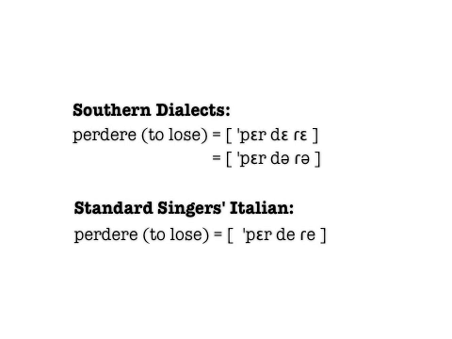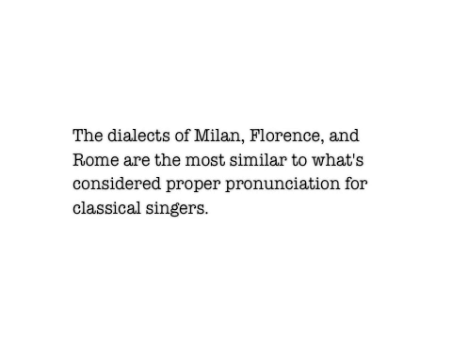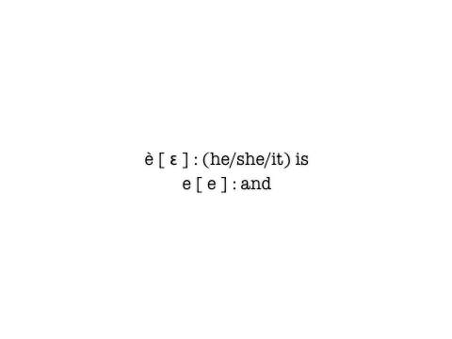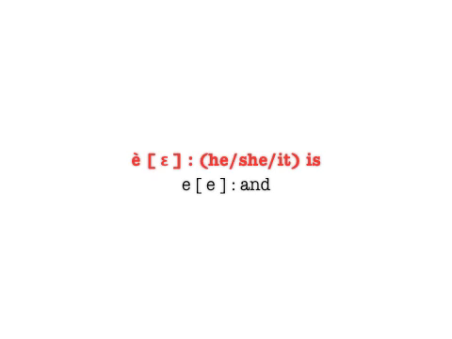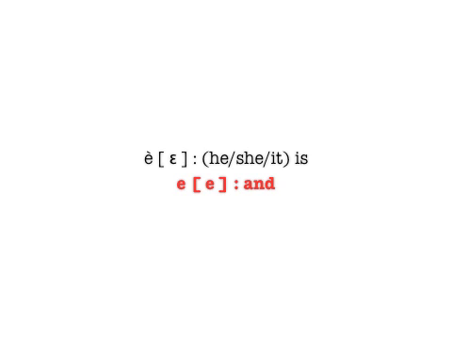So, if you're listening to native speakers to learn, you'll want to make sure they're from probably Milan, Florence, or Rome, where the dialects are more like what you're going to be singing. You could argue that the word meaning is an exception to this rule, but even so, it's the only exception. And don't confuse it with a, which means and.